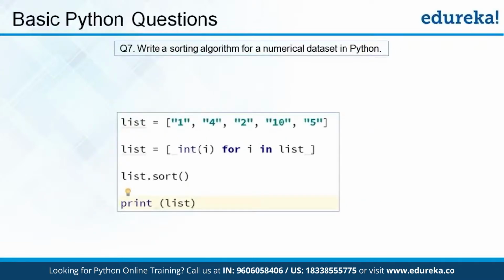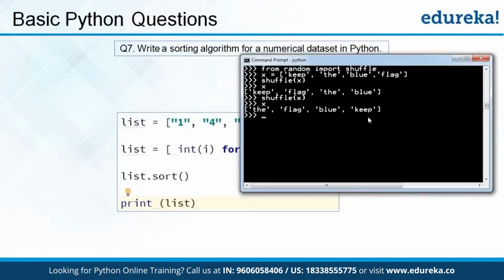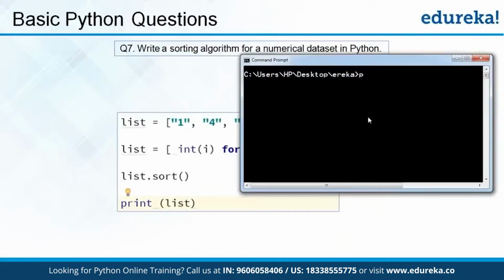Now, write a sorting algorithm for a numerical data set in Python. So maybe the question is not totally clear, but what we are trying to say here is write a sort for a data set which is a string. So basically integer strings. So 1, 4, 2, 10, 5 are a list of strings, which are all actually integers. So how do you do that? There are two different ways of doing this. So let me do this.